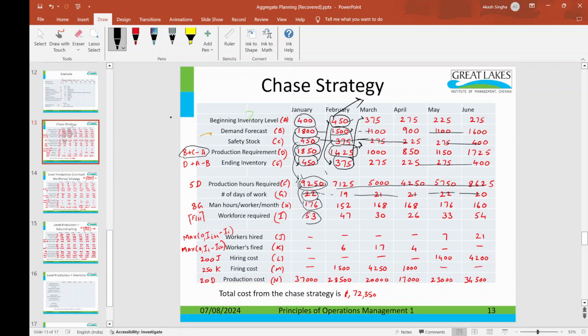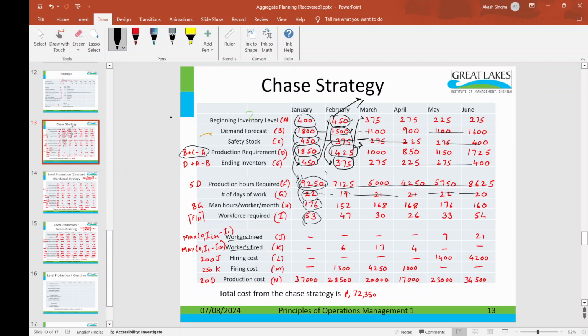So you will get this value. Now, similarly for this, 19 into 8 equals 152, 7125 by 152 will be 47. Now, we have to calculate how many workers we have to hire, how many we have to fire, the hiring cost and the firing cost. So, for the chase strategy, we hire and fire, right?